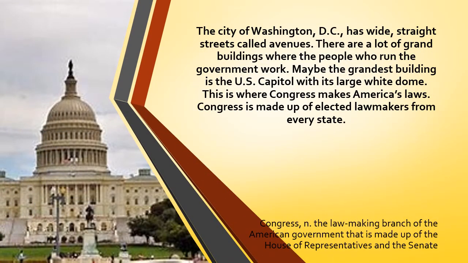The city of Washington, D.C. has wide, straight streets called avenues. There are a lot of grand buildings where the people who run the government work. Maybe the grandest building is the US Capitol with its large white dome, as you can see in the picture. This is where Congress makes American laws.